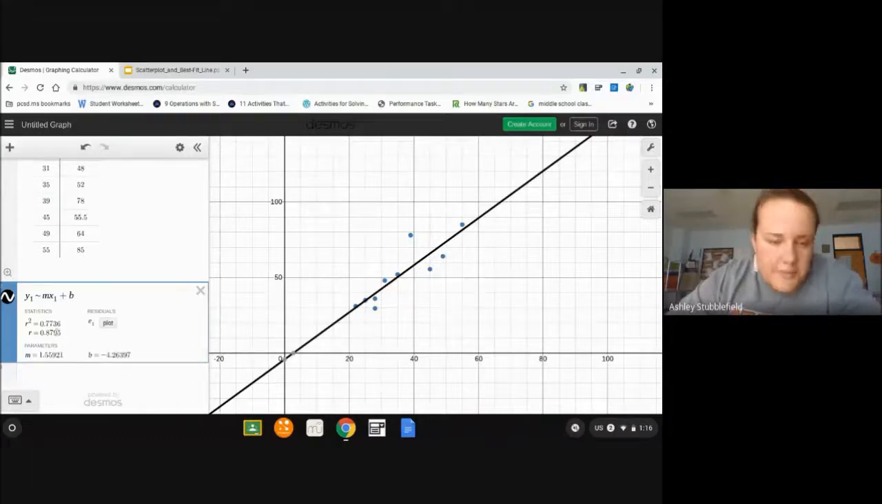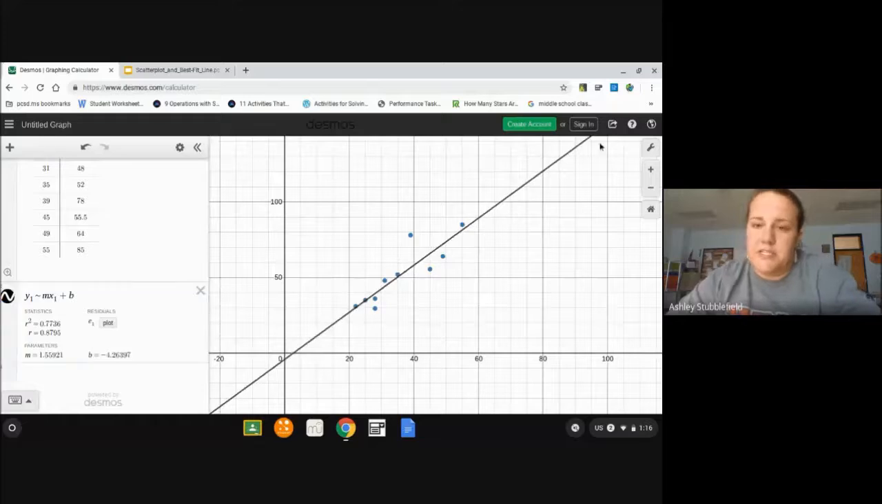And then if you look back over here, the correlation coefficient is this R value right here. And it says 0.8795, which indicates a pretty strong positive relationship. That's pretty close to +1. And you can see that by looking at the graph here. All of our points are pretty close to this straight line. There's a few that are kind of spread out, but for the most part, it's a pretty strong positive relationship.